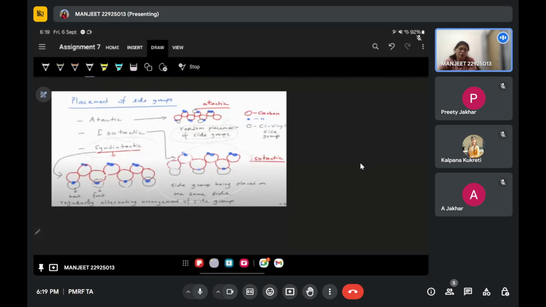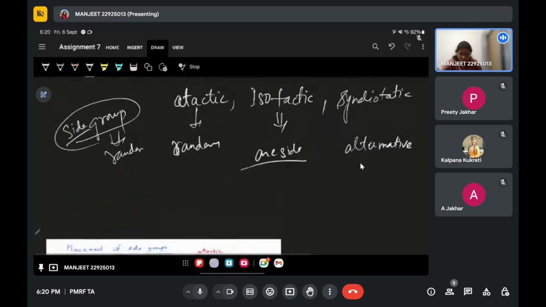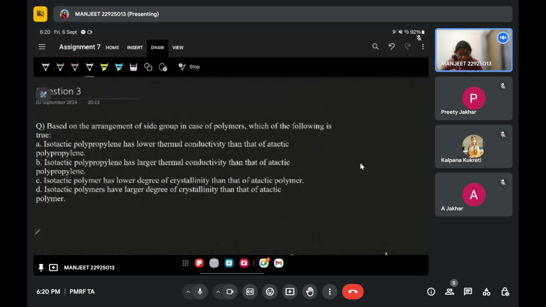So these are regularly alternating arrangements of the side group. You can see here also the side group first in the back side, then on the front side, then again the back side, then again on the front side. That's why this is the alternating arrangement of the side group. If there is alternating arrangement of the side group, then it belongs to the syndiotactic one. Okay, so this is about the arrangement of the side group.